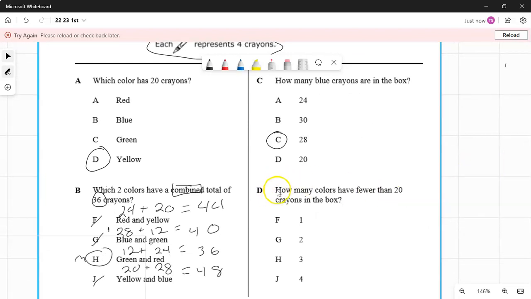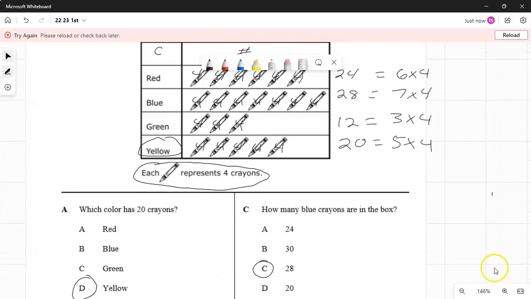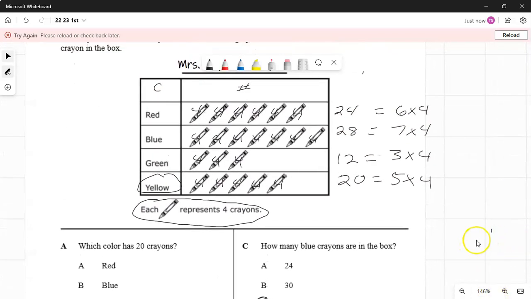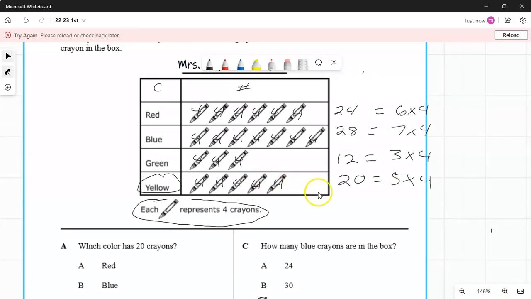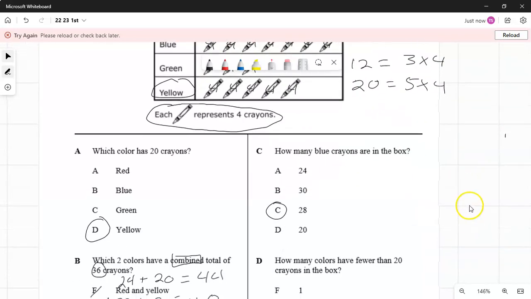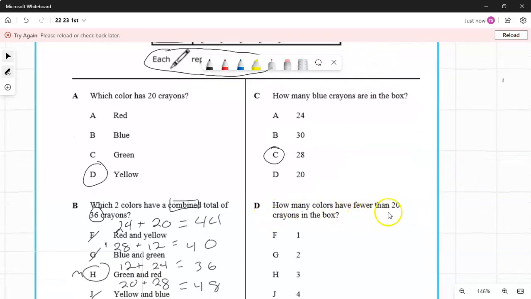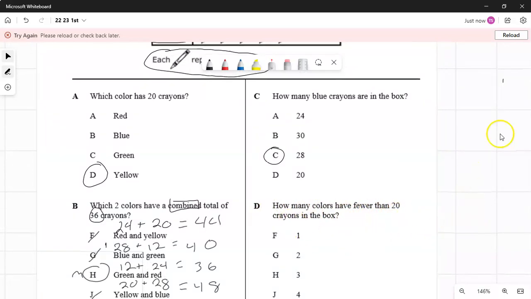Okay, and this one says, how many colors have fewer than 20 crayons in the box? So we go up here, fewer than 20 crayons. Okay, that one has 20 crayons. The yellow is 20, but it's not fewer than 20. That means less than 20. That would only be one color, that's what we double check next. How many colors have fewer than 20? And there's one that has fewer than 20.